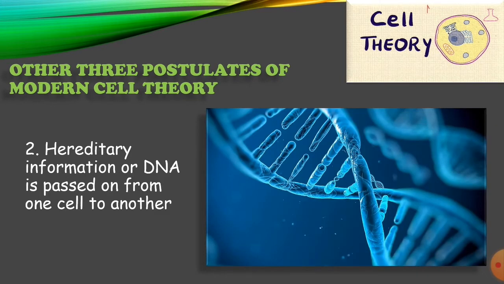Number two, hereditary information or DNA is passed on from one cell to another. All cells divide either asexually by mitosis, fission or budding, or sexually by meiosis. Either process results in a parent cell passing on its genetic content or DNA to the offspring or progeny.